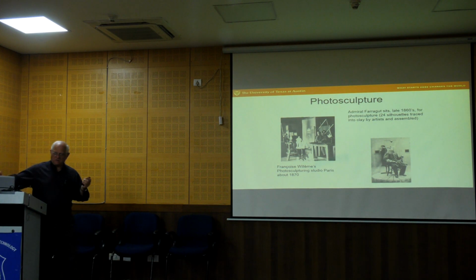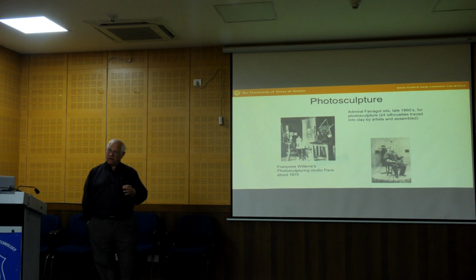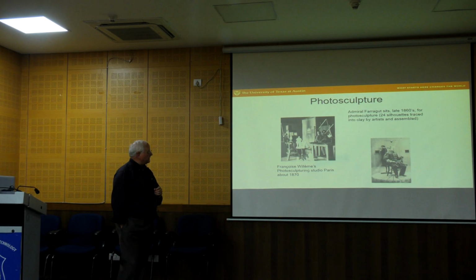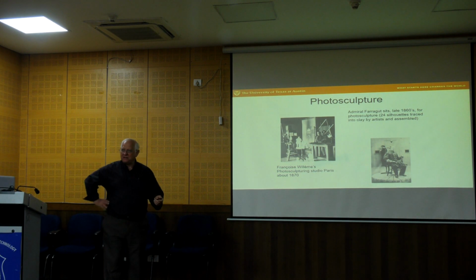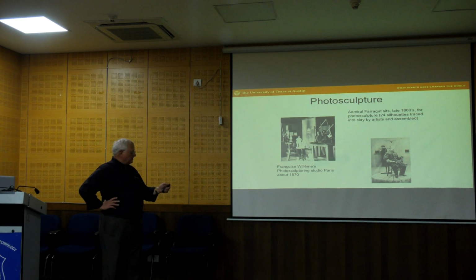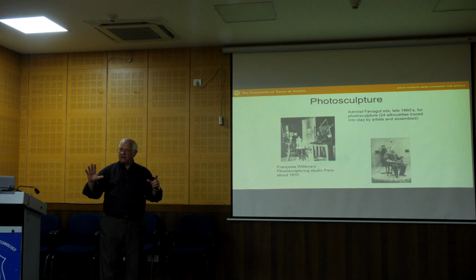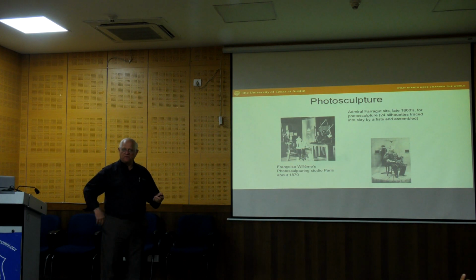The third area was photo sculpture. I used Francois Willème's photo sculpting lab in Paris in the 1870s. And what he did is he developed a method for using this sort of linkage contraption to take a silhouette photograph and to turn it into a wedge of a three-dimensional object. So you see his sculptures here, these are all made from photographs.